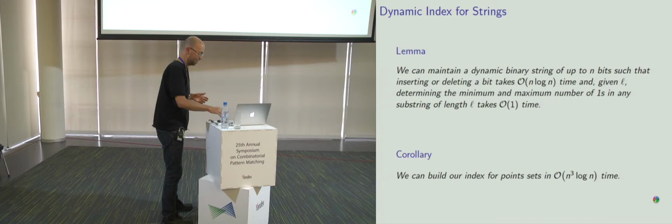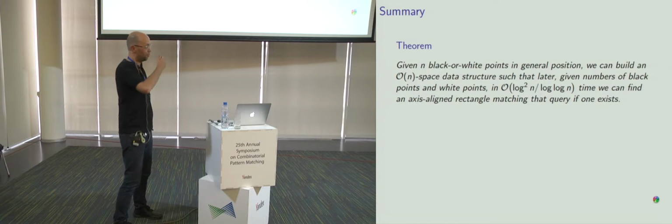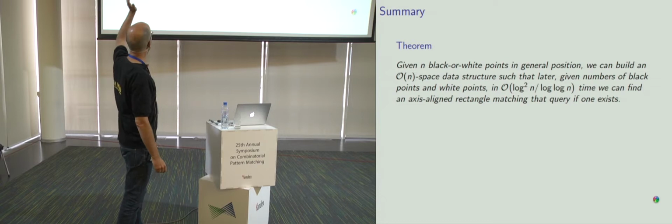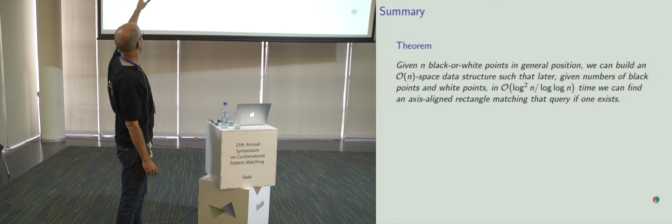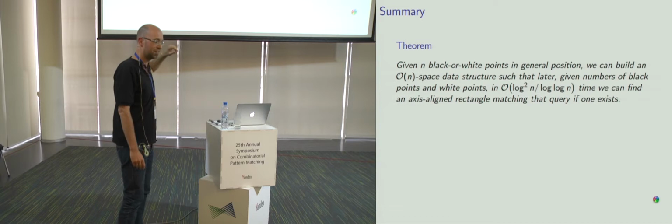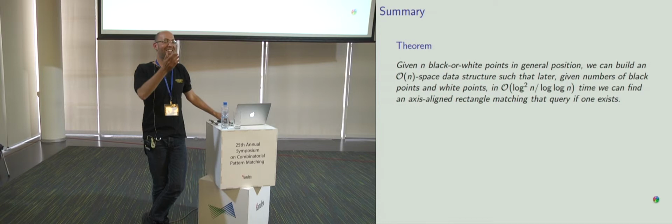Okay, so we get the final theorem. We mix those two lemmas together, the time and space lemma and the construction lemma. Given n black and white points in general position, we can build a linear space data structure such that later, given a number of black and white points, blah, blah, blah. Same query time. I haven't even put the construction time in here. Never mind.